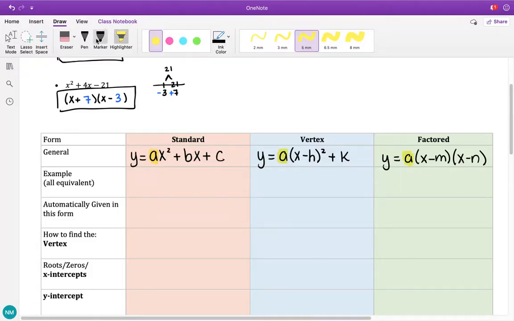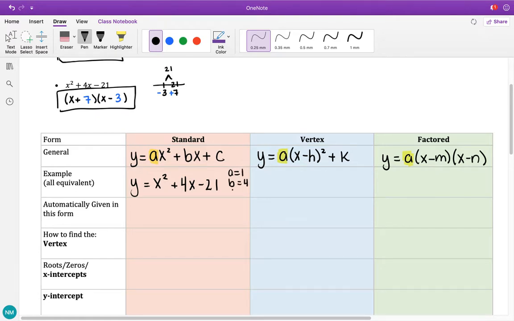Now, I'm going to give you an example. We're going to use this example right here. If I have y equals x squared plus 4x minus 21, where a equals 1, b equals 4, c equals negative 21. In factored form, we just found it: y equals (x + 7)(x - 3). Now, what is it in vertex form? I'm just going to give it to you. It's y equals (x + 2) squared minus 25.